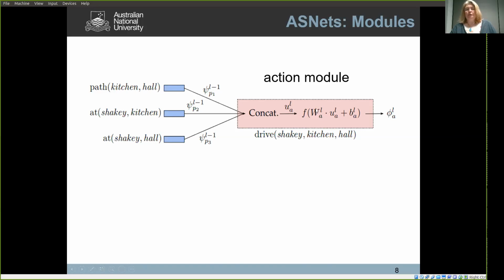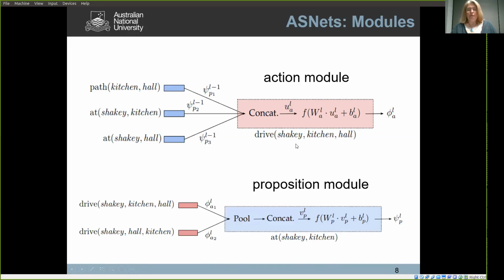Importantly, the dimensions of these weights and bias vectors are set so that the dimensions of all the input and output vectors are the same, equal to the dimension of the hidden representation. As you probably know, in a neural network, what we're trying to do is to learn, or if you prefer, optimize those weights and vectors so as to minimize a loss function. Now, in the proposition modules, things are a little bit more complicated.